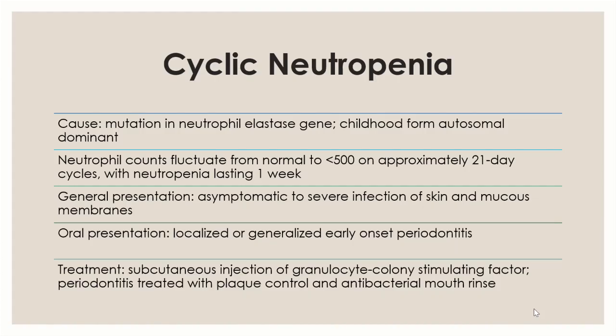An example of a quantitative defect of neutrophils is cyclic neutropenia. So the cause is due to a mutation in neutrophil elastase gene causing defect in stem cell regulation, and there is a childhood form which is inherited, autosomal dominant. The neutrophil counts fluctuate from normal to less than 500 per microliter of blood on approximately 21-day cycles, with neutropenia lasting for 1 week. The general presentation varies from asymptomatic to severe infection of skin and mucous membrane. Symptoms often decrease with age.